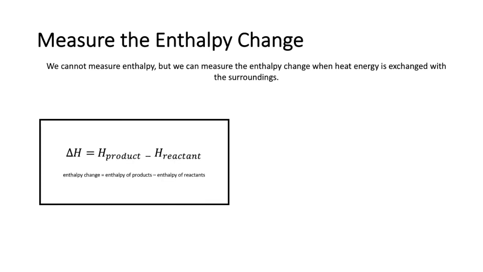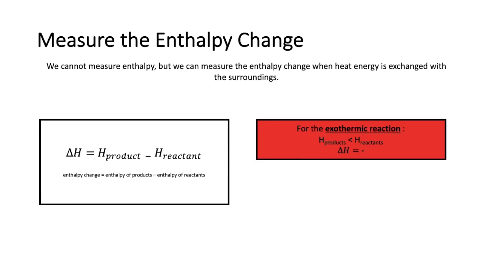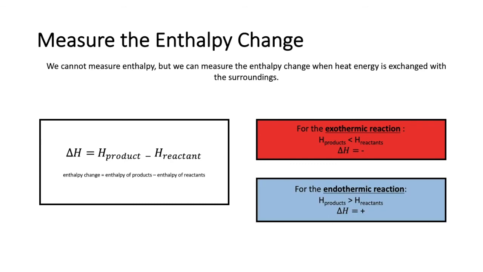Delta H, or enthalpy change, is H product, the enthalpy of the product, minus H reactant. For an exothermic reaction, H product is lower than H reactant, so the delta H of an exothermic reaction is minus, or negative. For an endothermic reaction, H product is bigger than H reactant, so the delta H of an endothermic reaction is plus, or positive.